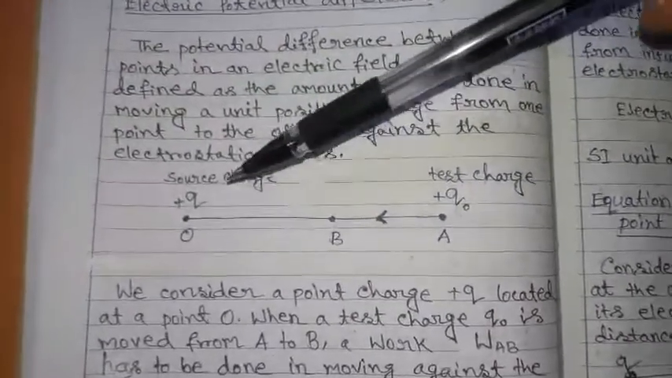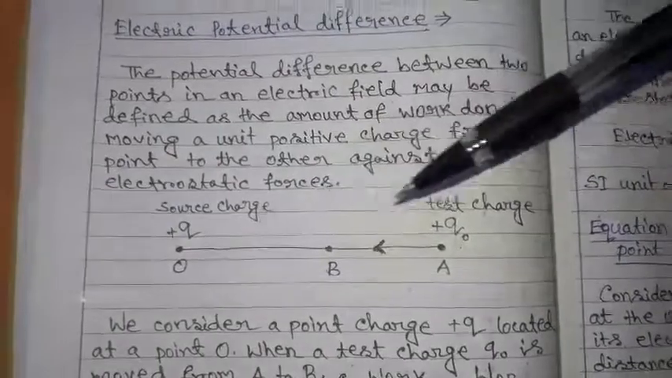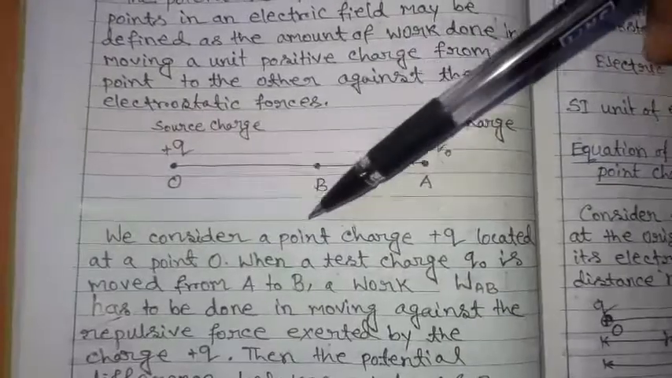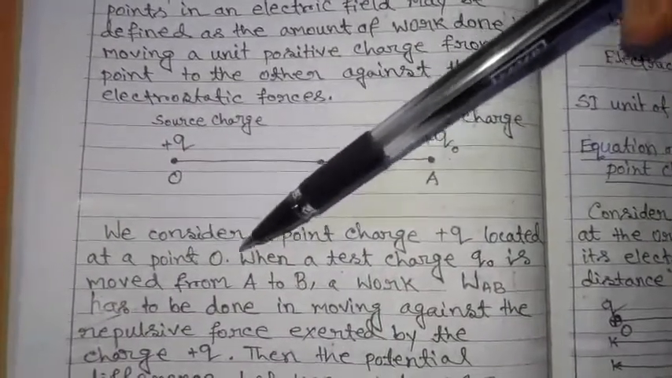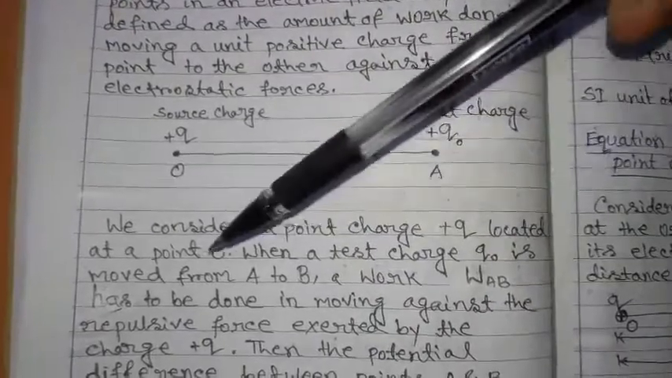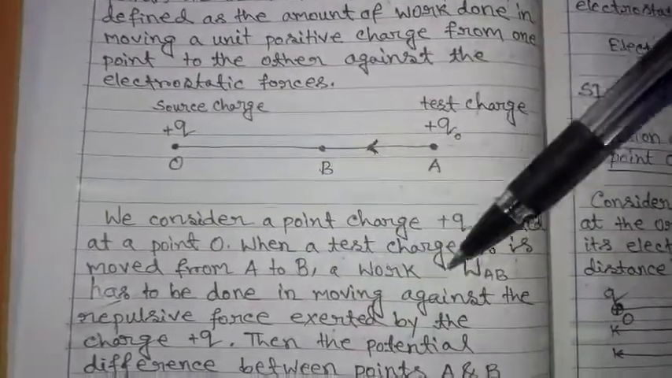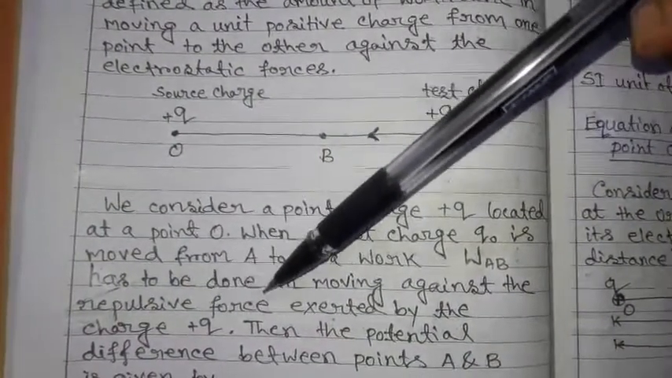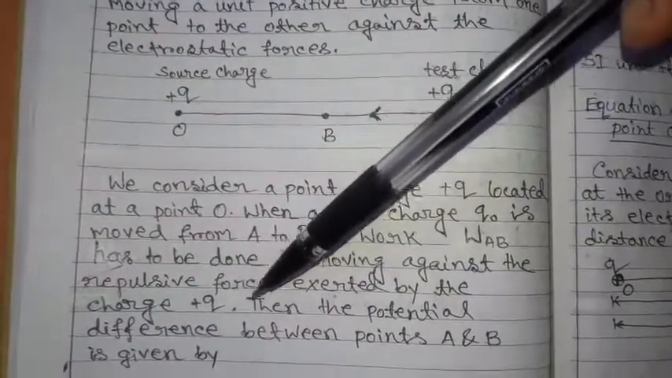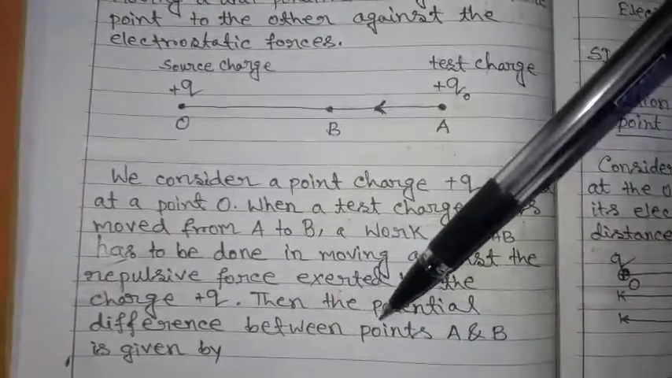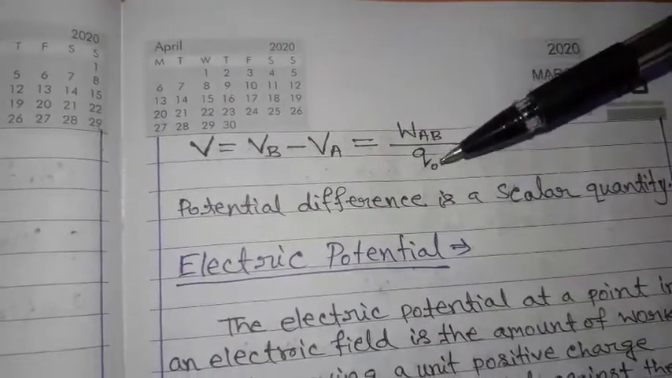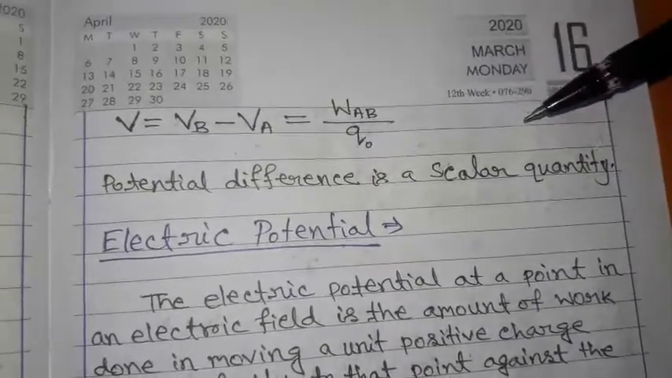In the diagram, we see we have taken a source charge Q at the point O. We have to move a test charge Q0 from point A to point B. We consider a point charge plus Q located at the point O. When a test charge Q0 is moved from A to B, a work W_AB has to be done in moving against the repulsive force exerted by the charge plus Q. Then the potential difference between points A and B is given by V equal to VB minus VA equal to W_AB by Q0. Potential difference is a scalar quantity.